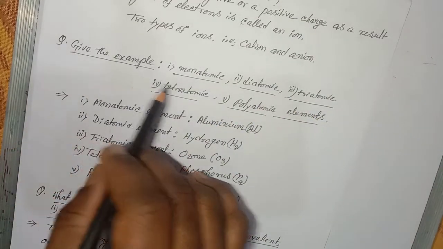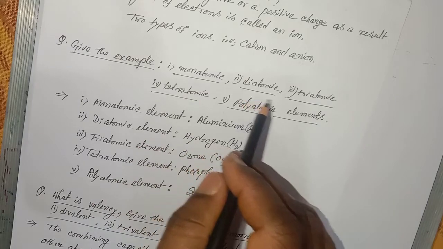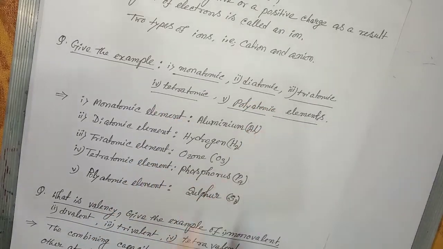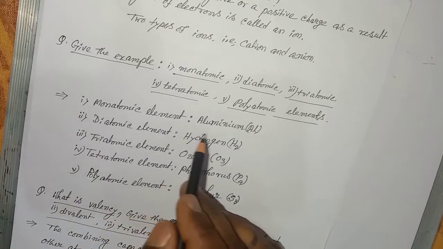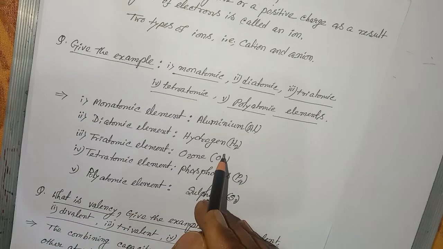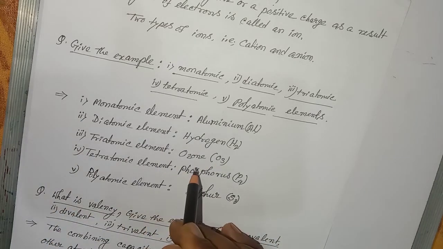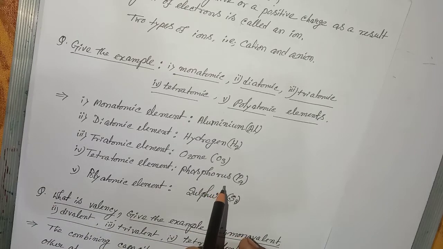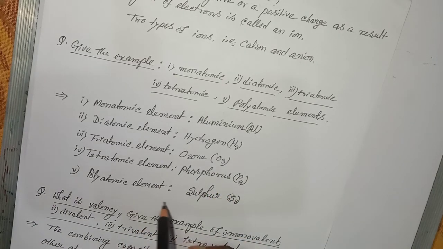Give examples of monoatomic, diatomic, triatomic, tetraatomic, and polyatomic elements. Monoatomic element: aluminium. Diatomic element: hydrogen. Triatomic element: ozone. Tetraatomic element: phosphorus, P4. Polyatomic element: sulfur, S8.